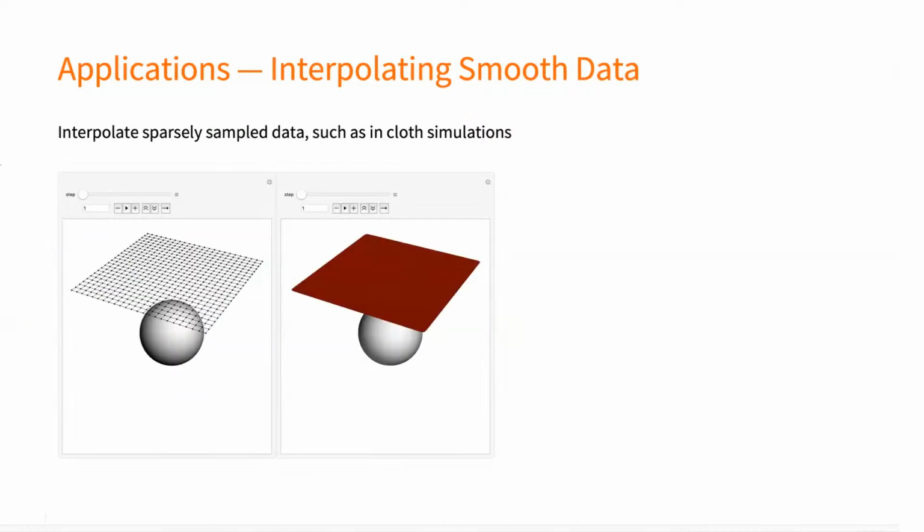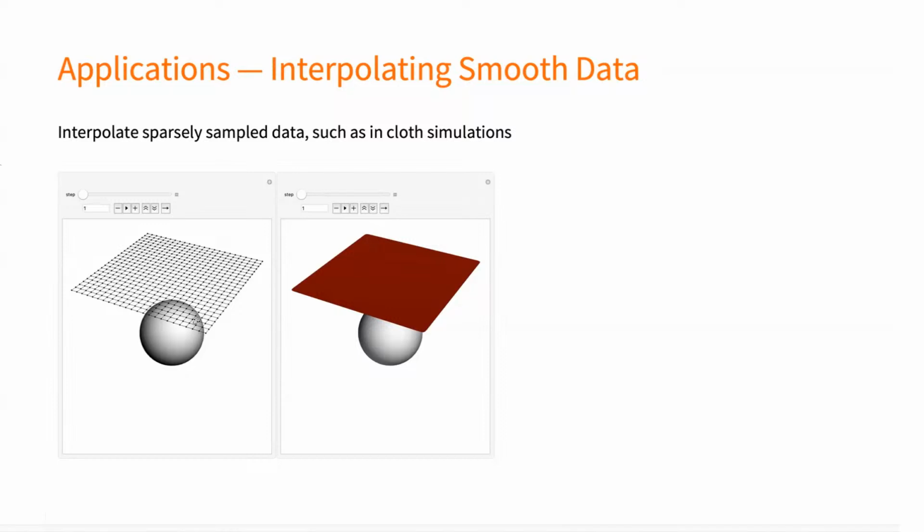Our last application is interpolating smooth data. Sometimes you have sparsely sampled data from an underlying region you know to be smooth. In these cases, it can be helpful to use subdivision to reconstruct that smooth region. One such example of this is with cloth simulations. In cloth simulations, you want to reduce the number of sample points you use in order to minimize the amount of time it takes to compute your simulation.